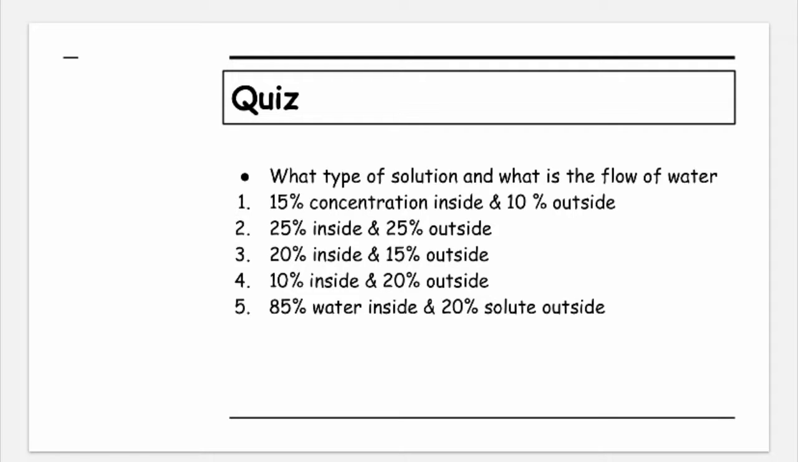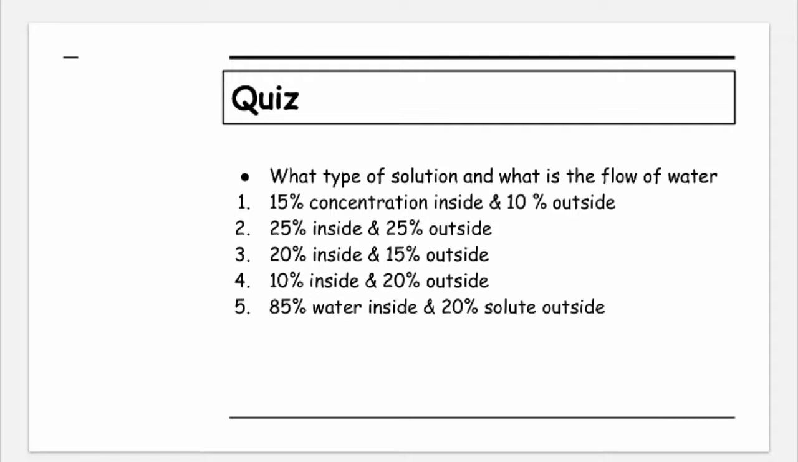Like number 1, number 3 is also hypertonic because it has a higher concentration inside than outside. Number 4 is hypotonic because it has a lower concentration, which means more water is going to have to come in to match the concentration outside.